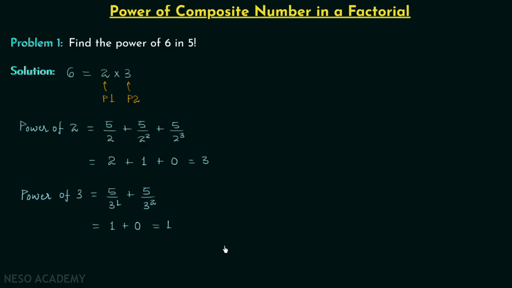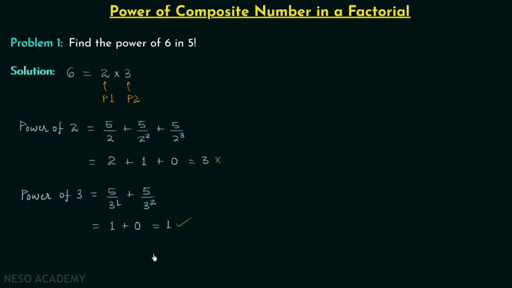So in this way we are done with our step number 2, and let us now move on to our final step, step number 3, in which we need to compare 3 and 1. 3 when compared to 1, we can say that 1 is smaller and 3 is larger. And the highest power of composite number 6 in 5 factorial will be equal to the power which is smaller, not to the power which is larger. So finally we can say that the highest power of 6 in 5 factorial is equal to 1.